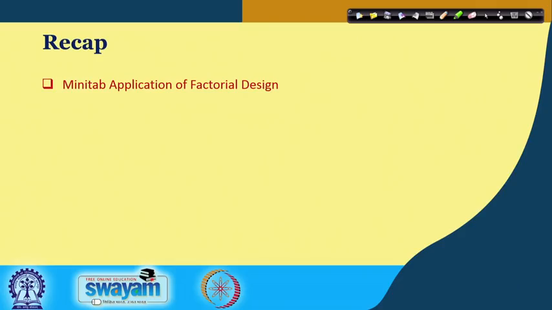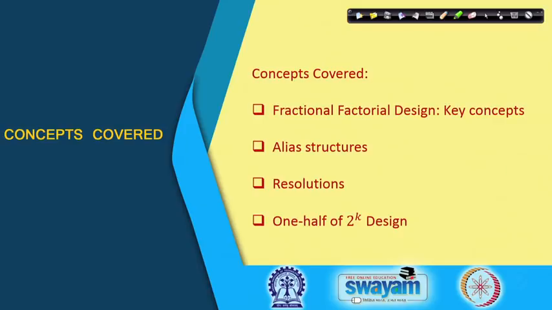A theory can be proved by experiment, but no path leads from experiments to the birth of a theory. Albert Einstein. We had seen as a recap the Minitab application of factorial design in the previous lecture, and now here we will talk about the concept of the fractional factorial design, alias structure, resolution, 1/2 2 raised to k design. There could be 1/4 2 raised to k design, but the procedure will remain same. We will just discuss the 1/2 2 raised to k design.